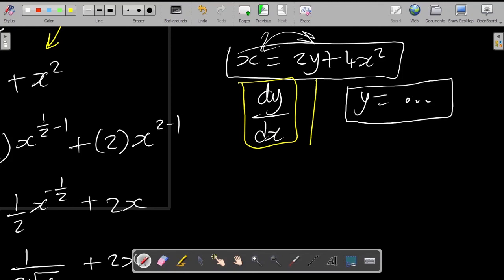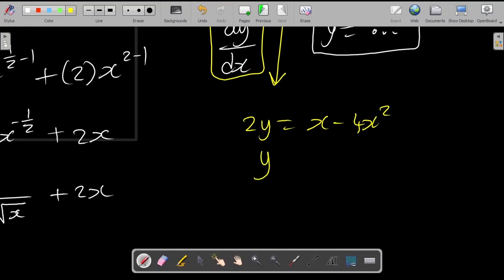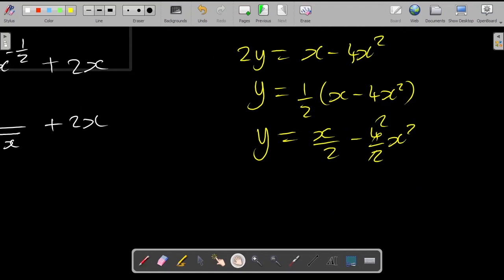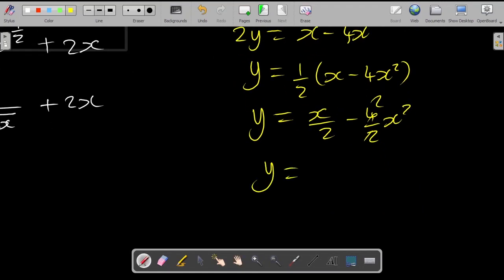So in this case, you just basically take this down and say, for example, 2y equals x minus 4x squared. Then divide both sides by 2. You'd finally have y equals a half multiplied by x and that. And then that half will basically multiply everything. And this is what you'd have. That cancels. And you now have y equals x over 2 subtract 2x squared.